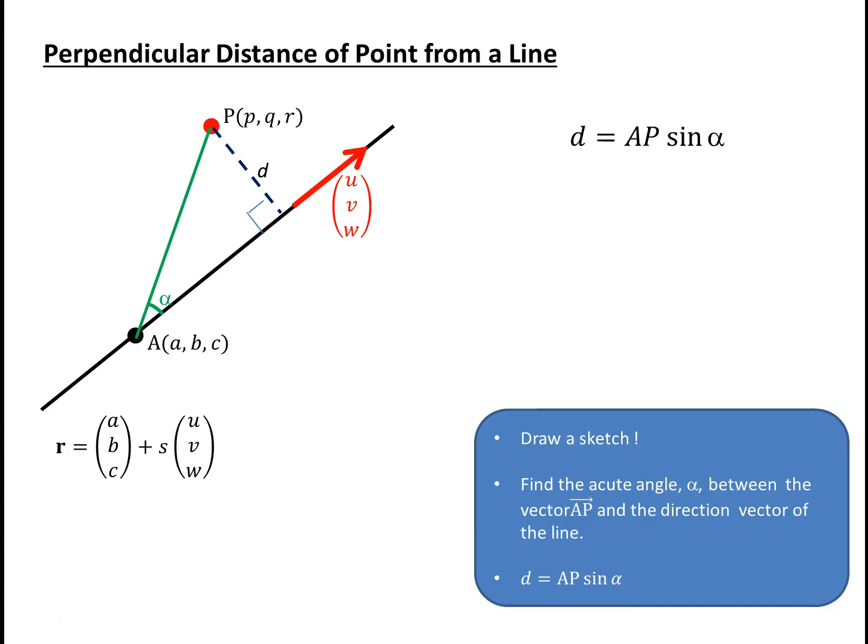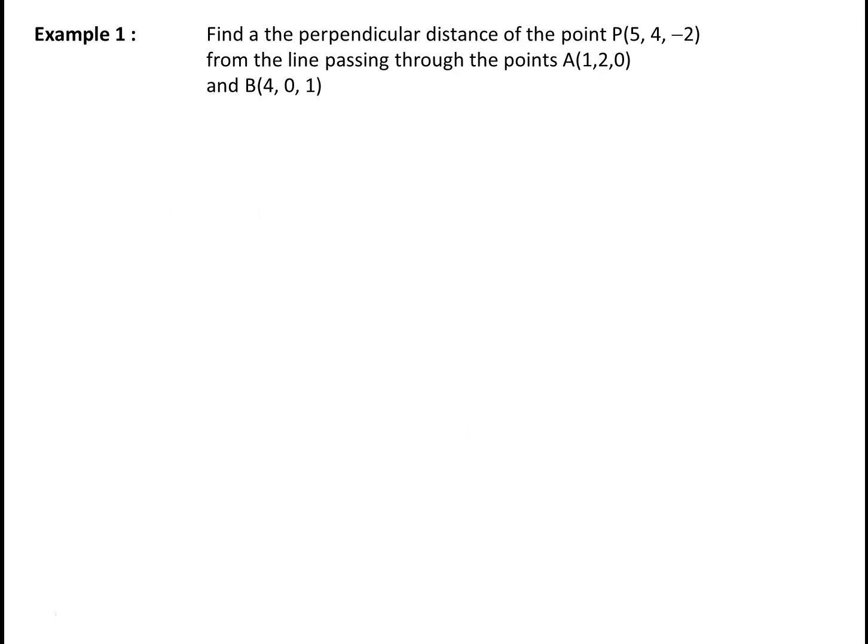So we're basically saying we need to draw ourselves a sketch. We need to calculate the acute angle alpha between the vector AP and the direction vector of the line. And once we've done that, we simply need to calculate D as being AP sine alpha. So let's see this in the case of an example.